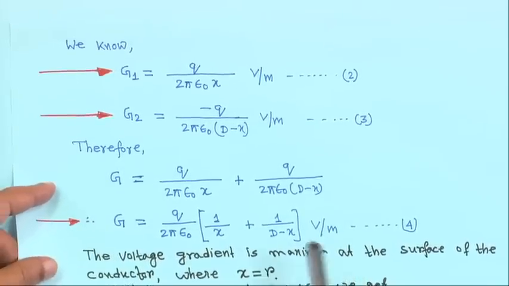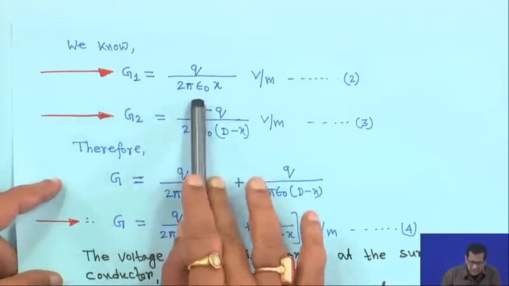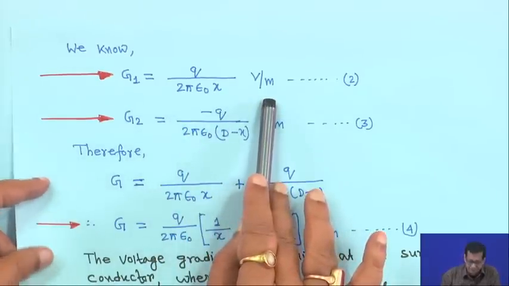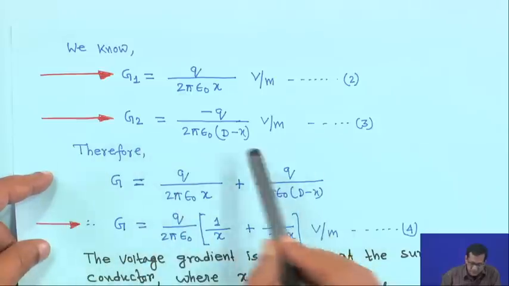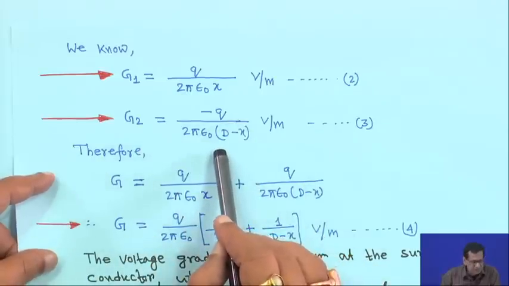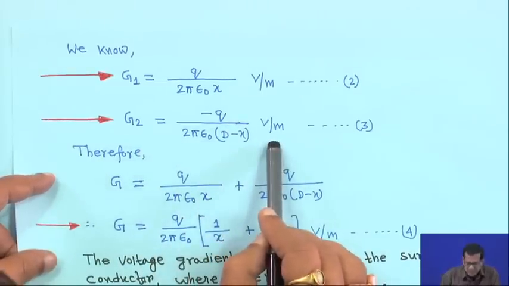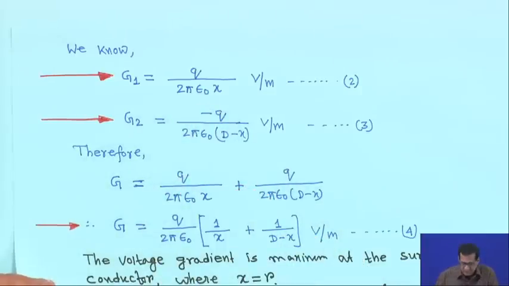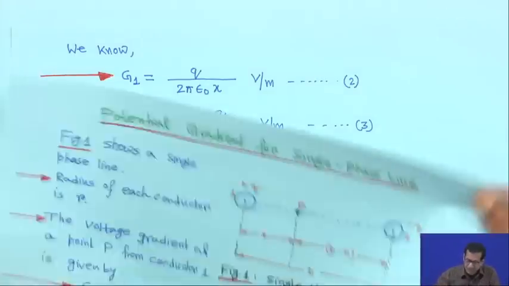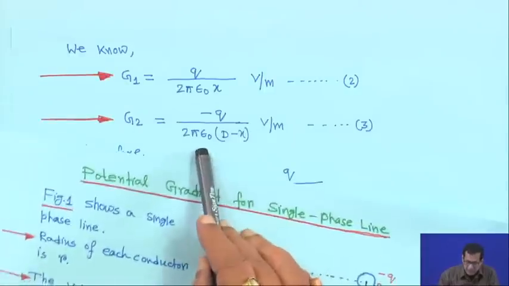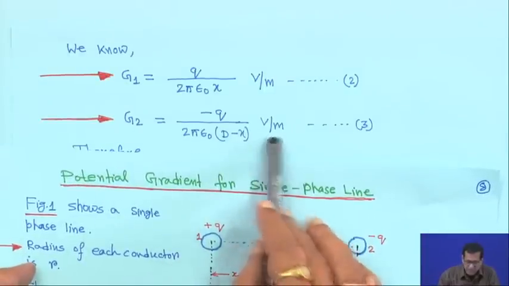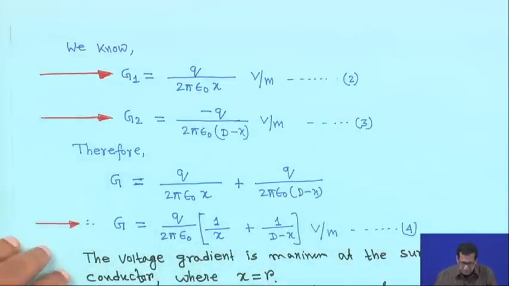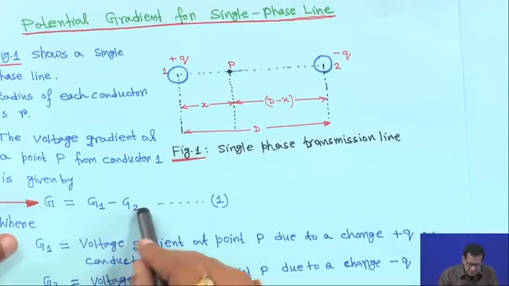Therefore, we know that G1 is equal to q upon 2 pi epsilon 0 x volt per meter, and G2 is equal to minus q upon 2 pi epsilon 0 (d minus x) volt per meter. For G1 it is q divided by 2 pi epsilon 0 x, and for G2 it is minus q divided by 2 pi epsilon 0 (d minus x). These are potential gradients. And G is equal to G1 minus G2.